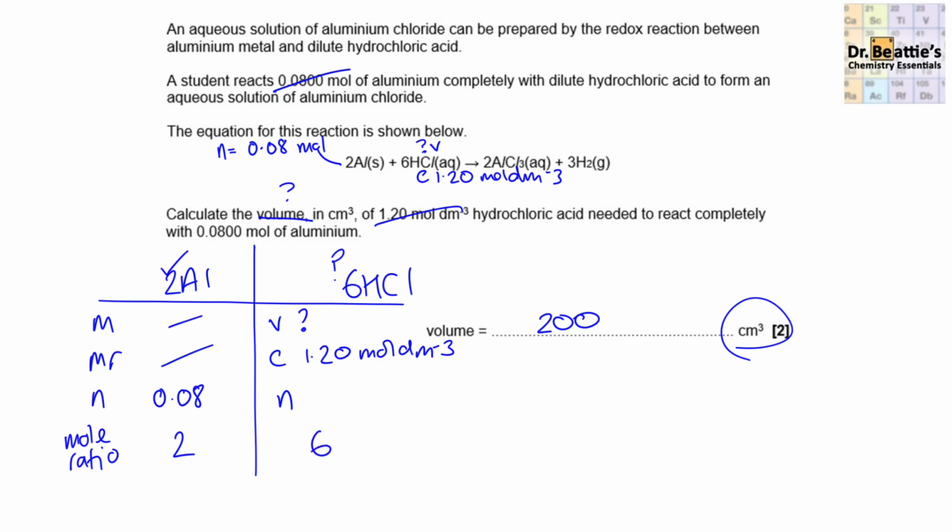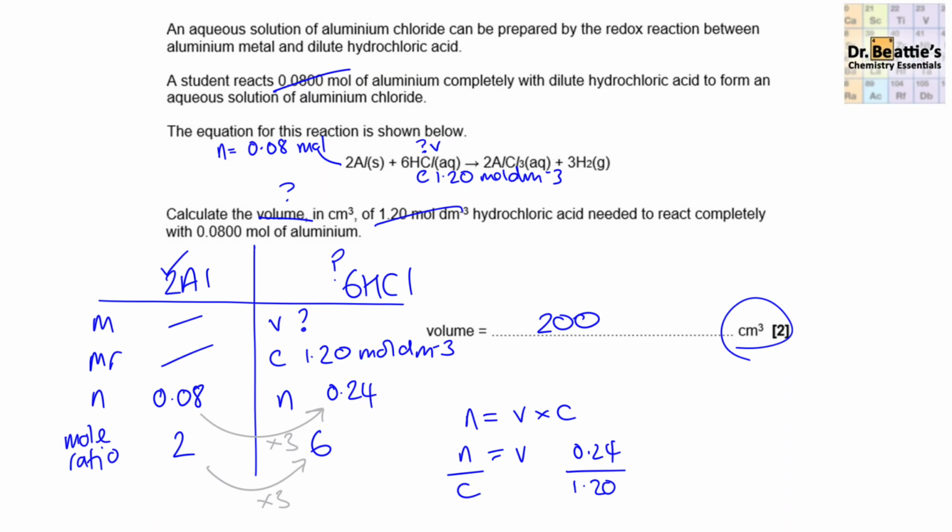So let's just think about the relationship between that. Exactly the same here and get 0.24. Use the fact that for solutions, number of moles equals volume times concentration. So we rearrange that. It's number of moles divided by concentration to get volume. And that gives us 0.2 decimeters cubed.